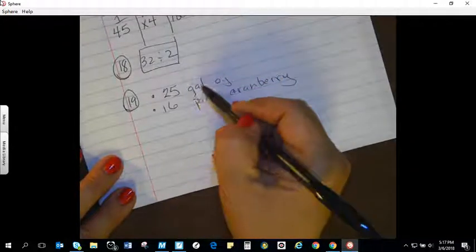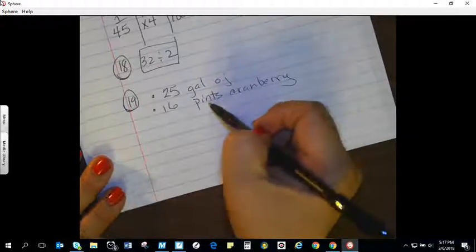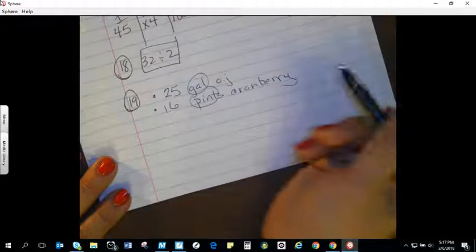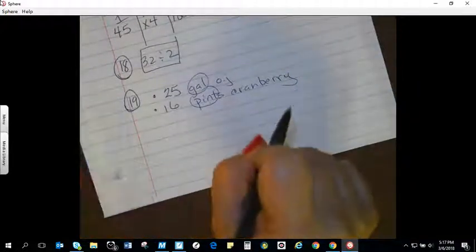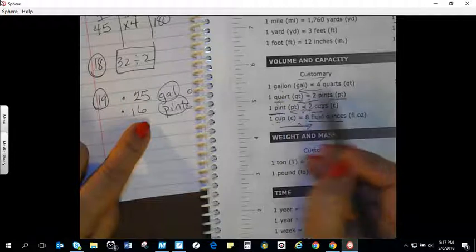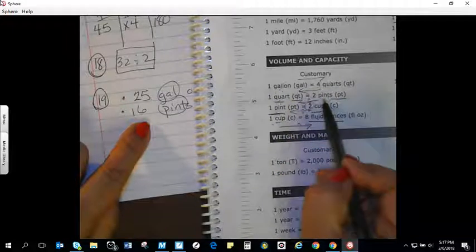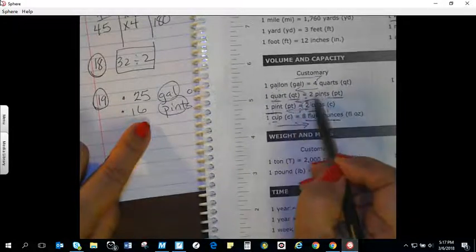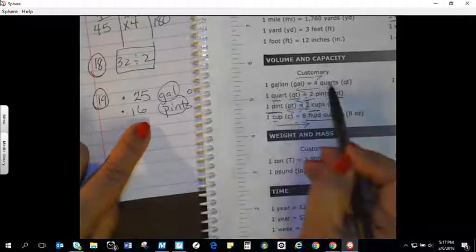Remember, you can't add gallons to pints. They have to have the same unit of measure. So we've got to convert one or the other. Let's start off with gallons and see if we have it. So I need to go pints to quarts, then quarts to gallons. Remember, we can't skip here to here. We got to go in order. So it's right to left.